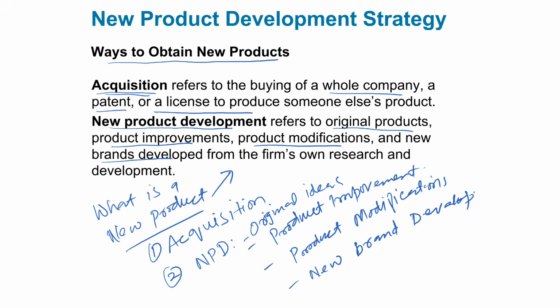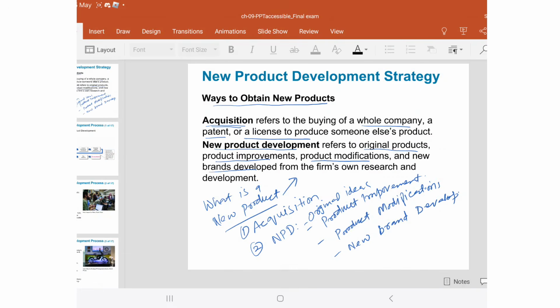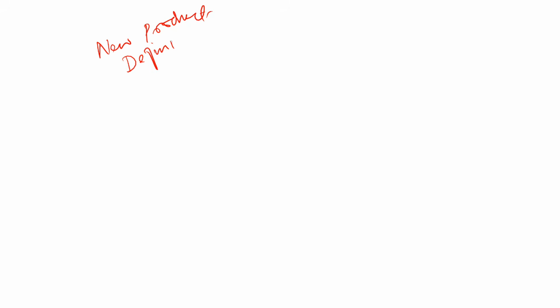Okay, now let me give you the definition of a new product from a different perspective, from a different book. So I'm going to add a slide here, and this new slide will give you the definition of a new product. Now I'm going to explain the new product definition, and this definition is from a different source, and this is very interesting as well.